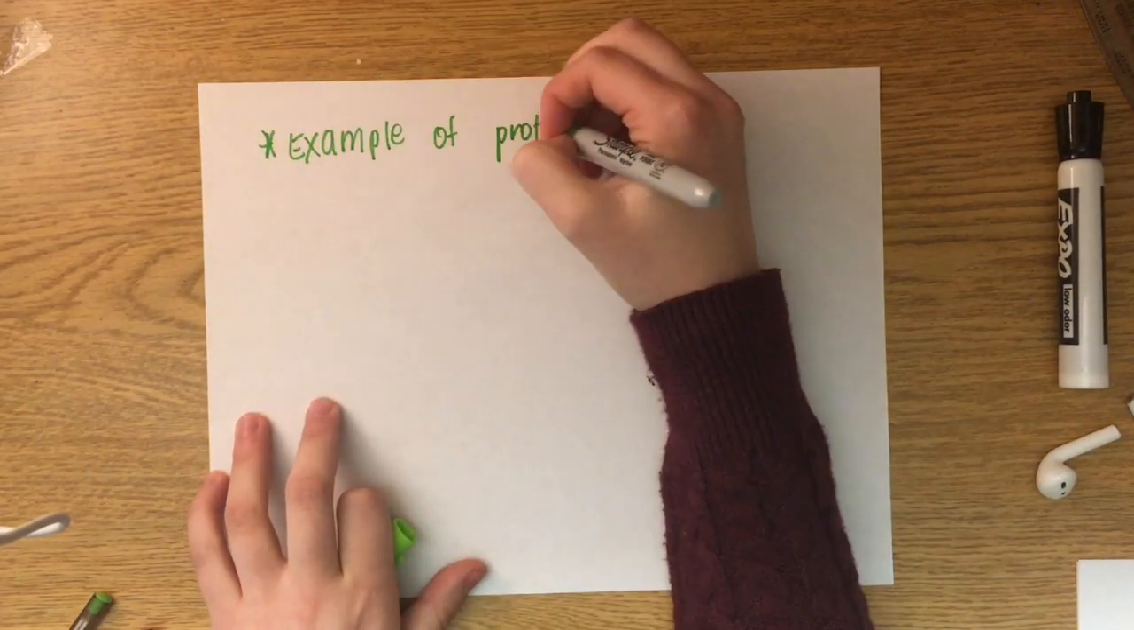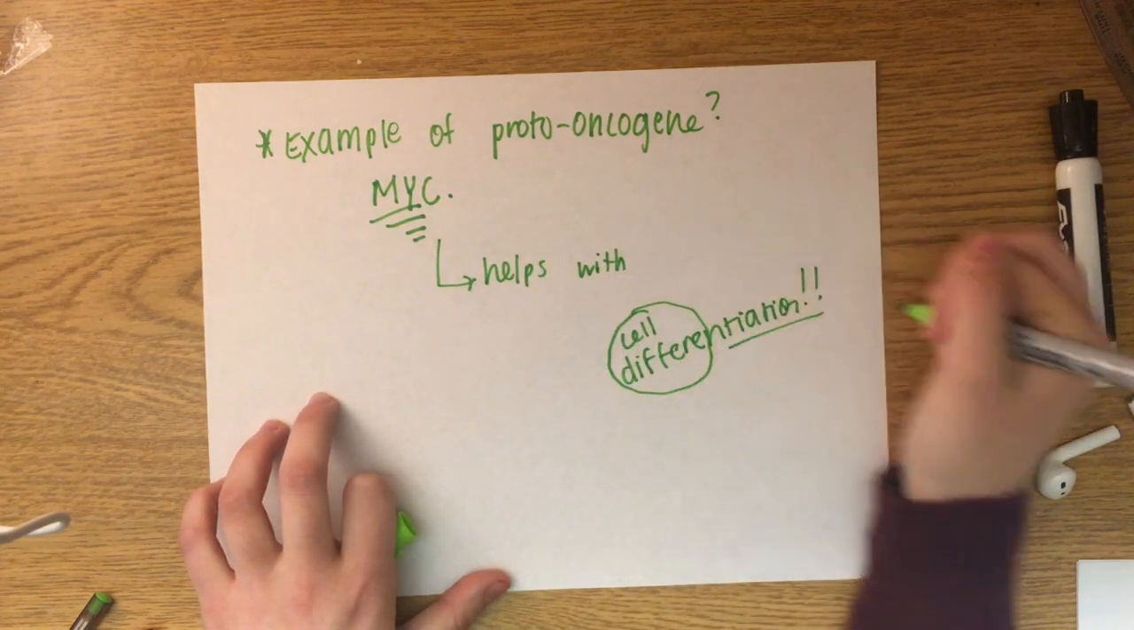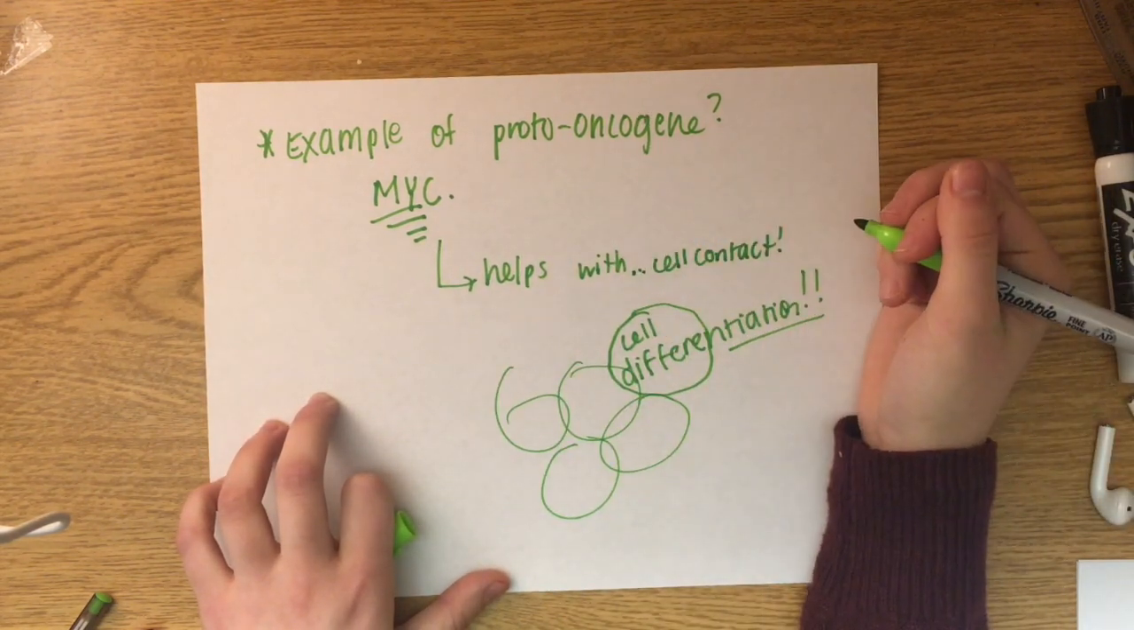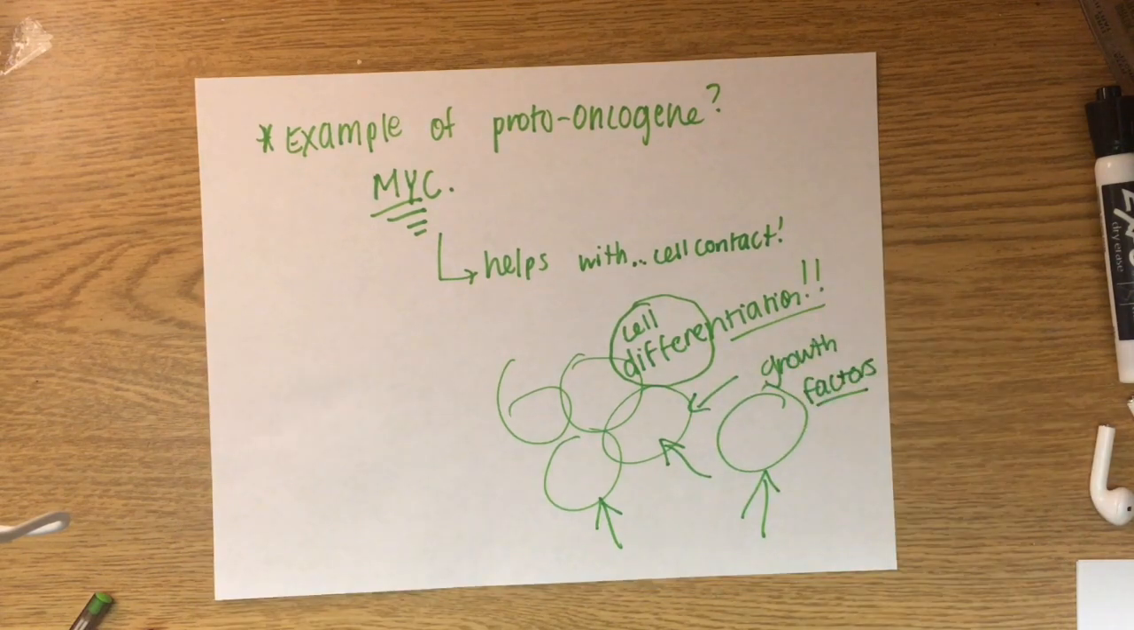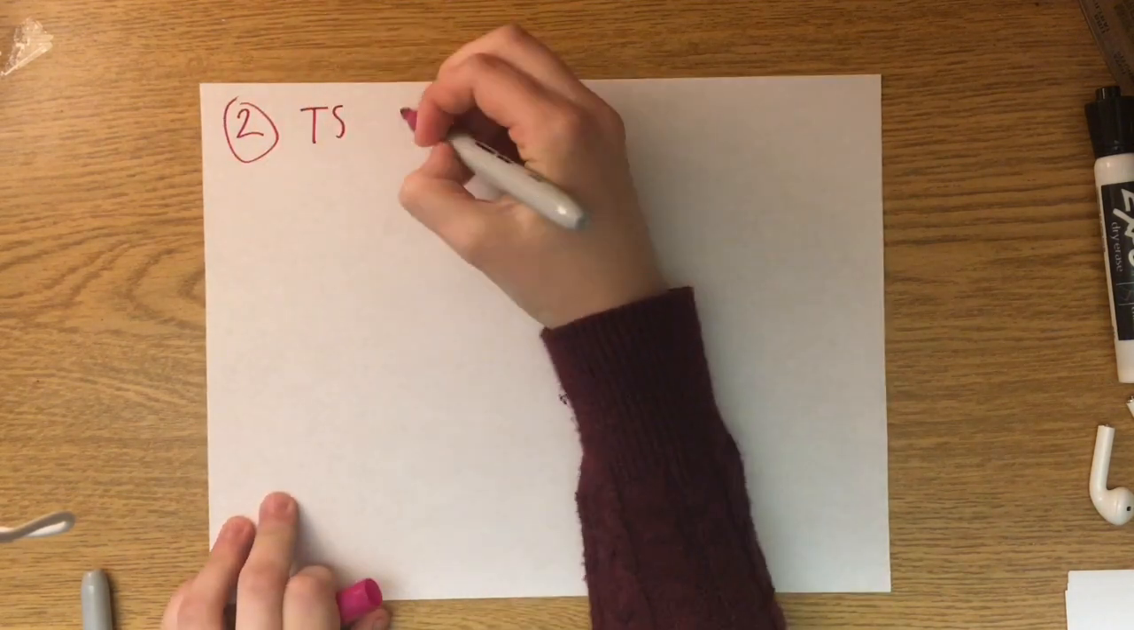An example of a proto-oncogene is MYC. It helps with differentiation of the cell along with growth factors and cellular contact. If you don't remember how MYC expression can be increased, make sure to watch that section of the Panopto recording.